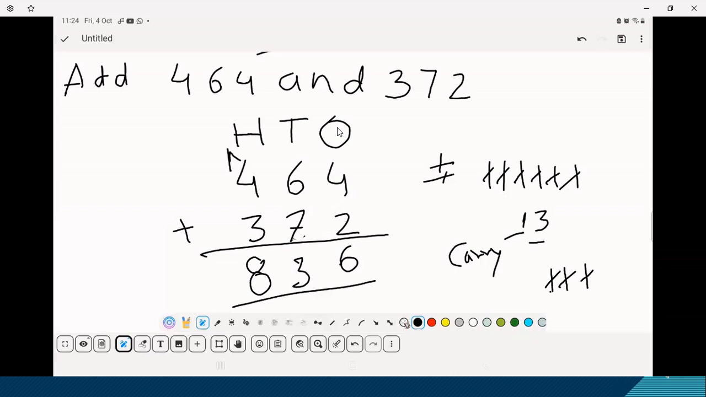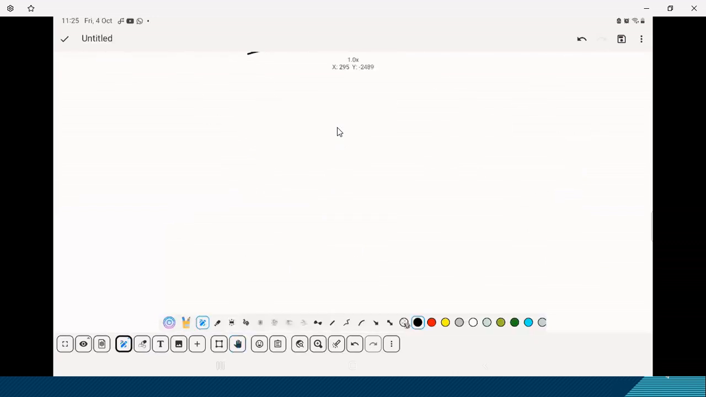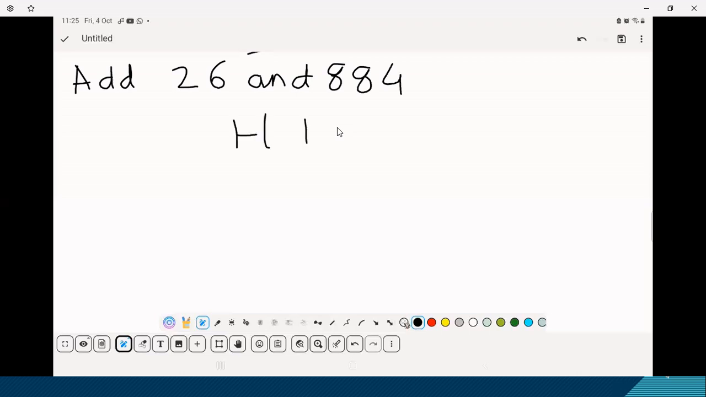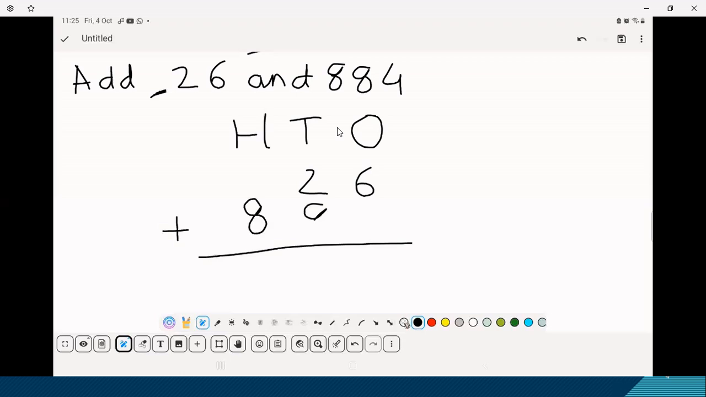Now see the next example as well. So suppose we have to add 26 and 884. Now we have to write the numbers in HTO pattern. In 26, there is no 100. So we'll write 0 over there or we write nothing. So simply it will come 26. Now we have to add 884 to this. So we'll write 884 in HTO pattern.